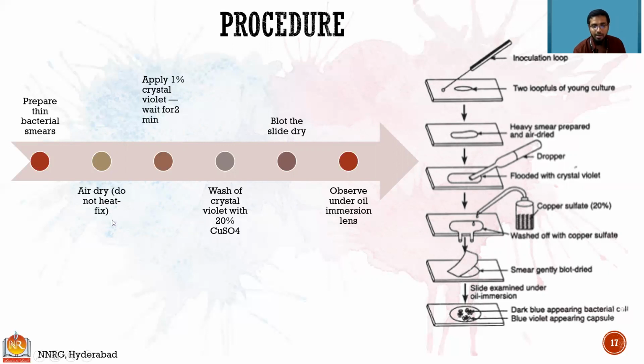Okay, then air dry it, as the capsule is heat sensitive and contains polysaccharides or protein. It will be degraded, so we need to air dry it. After that, apply 1% crystal violet. You can see here a heavy smear prepared and air dried. After that, with the help of a dropper, we flood it with crystal violet.